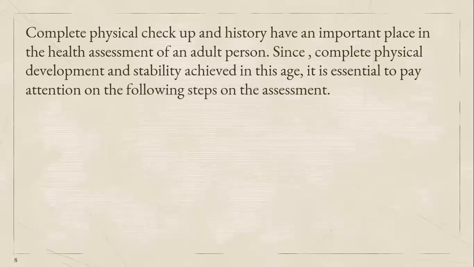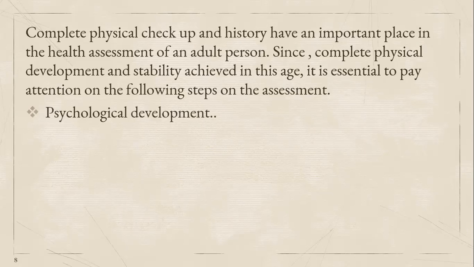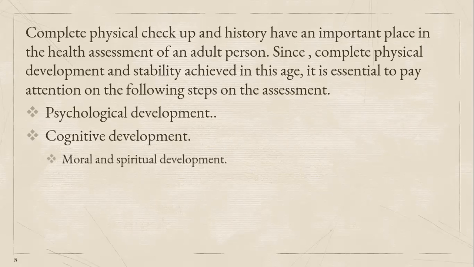Next, a complete physical checkup and history have an important place in the health assessment of an adult person, since complete physical development and stability are achieved at this age. It is essential to pay attention to the following steps in the assessment. First one is psychological development. Next, cognitive development. Next, moral and spiritual development.